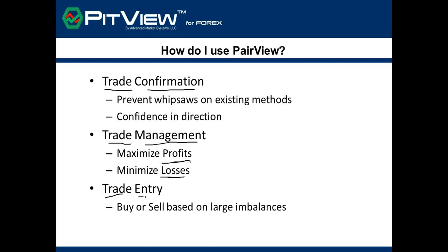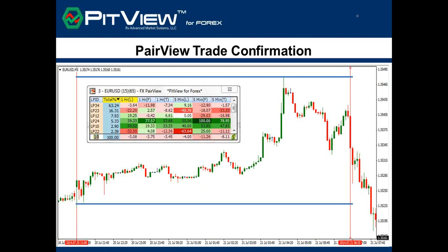And then there are folks that have created entire trading methods and systems, which I will be going over in our intermediate class here in a couple of weeks, which is trade entry. We buy or sell based on the actual PairView indicators themselves, much like somebody might use a stochastic or a MACD making a positive cross to buy or sell. There are people that use PairView as an indicator for actual high probability trade entry. The one we'll talk about right now is trade confirmation, because that's probably the easiest way to look at it and to use it initially.